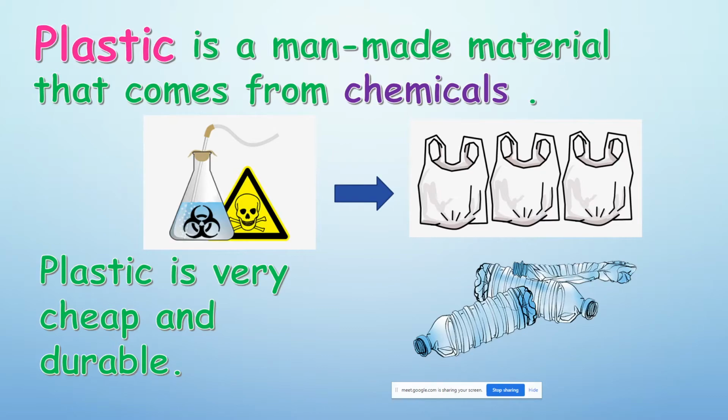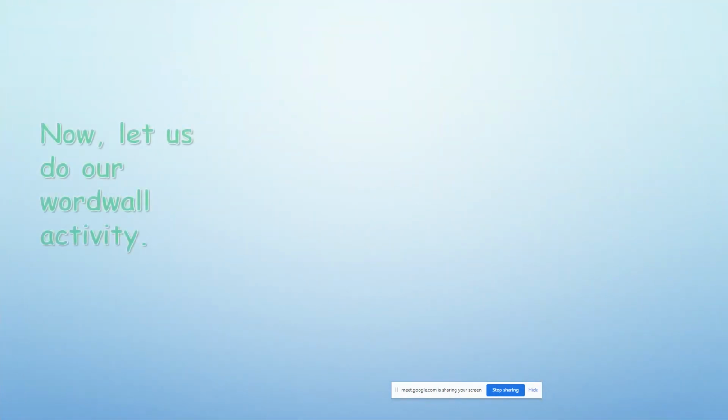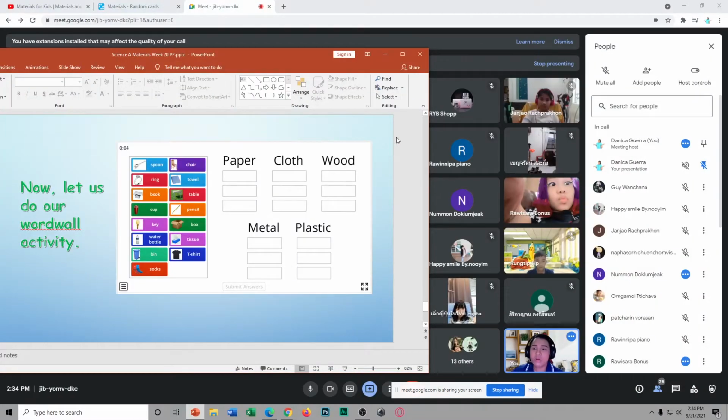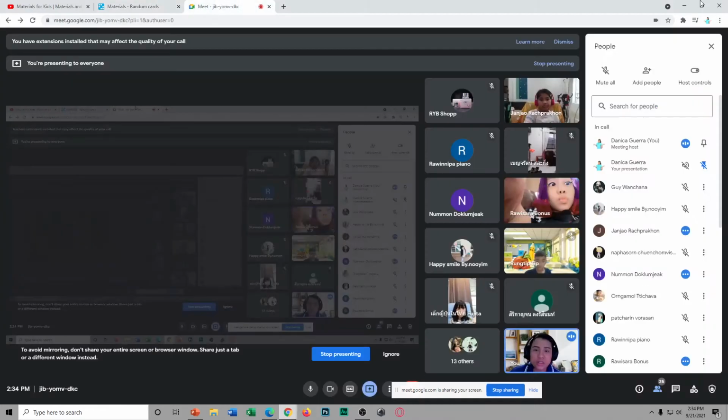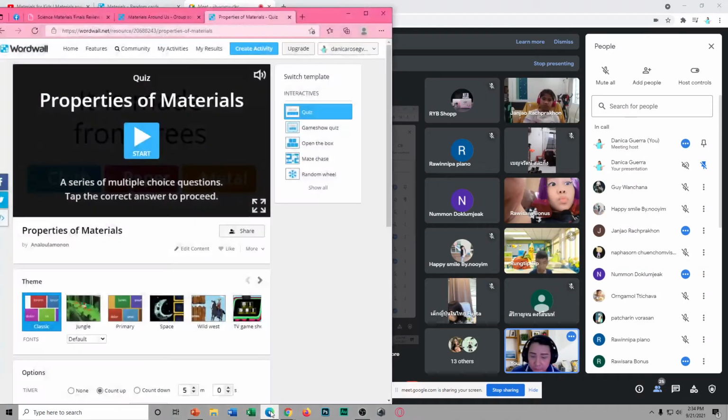Okay? But plastic is very bad for the environment. It can cause pollution. When you say pollution, the environment becomes dirty, right? Because plastic stays in the sea, in the soil for a very long time, 100 years, right? Yes, so many years.